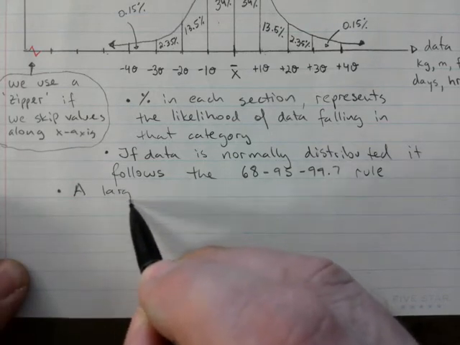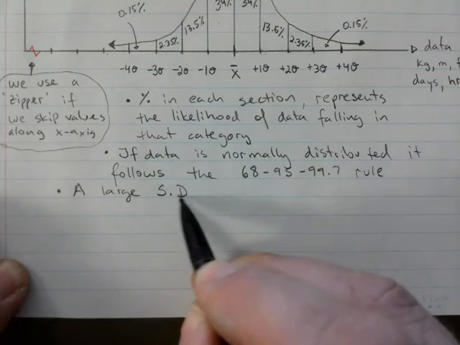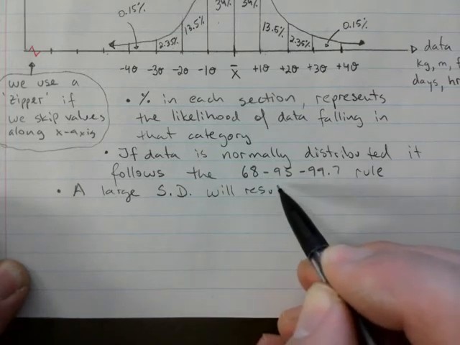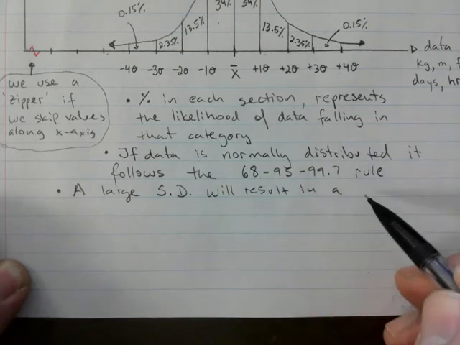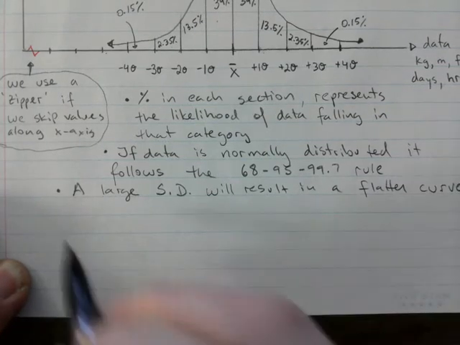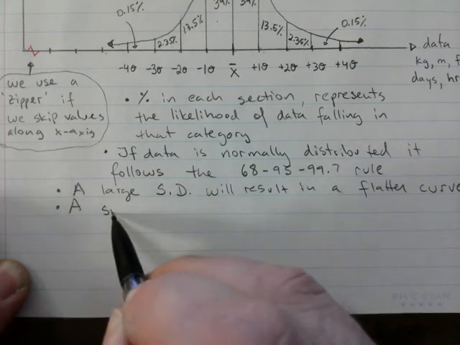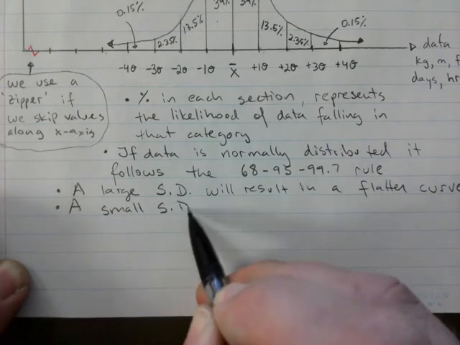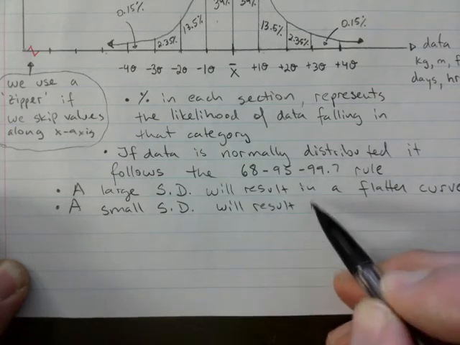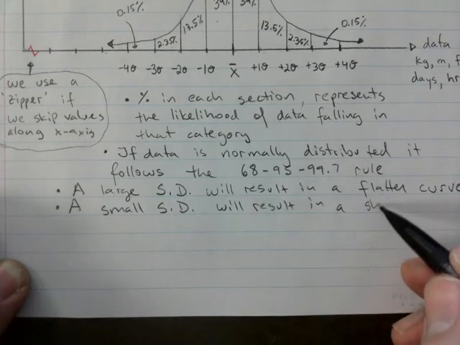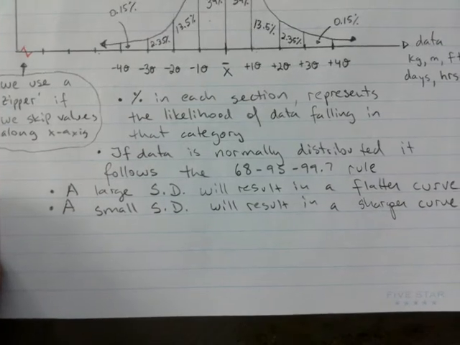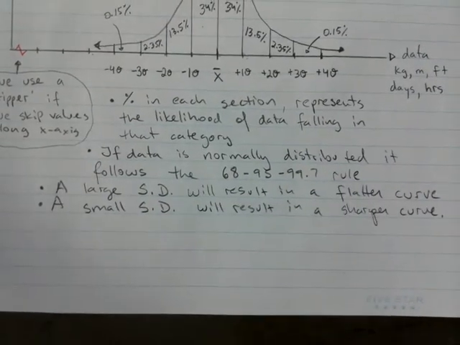A large standard deviation will result in a flatter curve. A small standard deviation will result in a sharper curve. Oops. I need to zoom out a bit here.